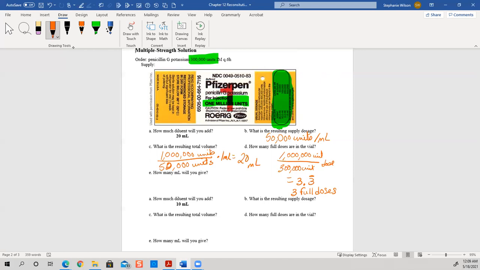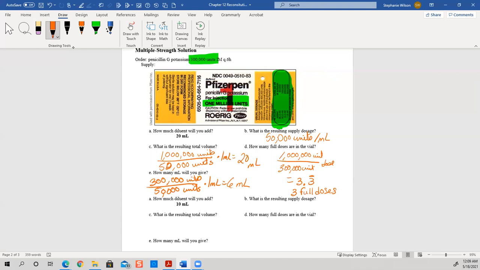Now we want to know how many milliliters will you administer? So that means we've got to take our order, right? Order was 300,000 units. And we're going to take our resulting supply. Make sure your comma looks like a comma. We get in a hurry sometimes and that doesn't look like it. So we've got 300,000 divided by that 50,000. And it is a total of 6 milliliters.